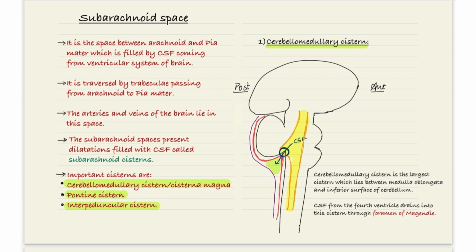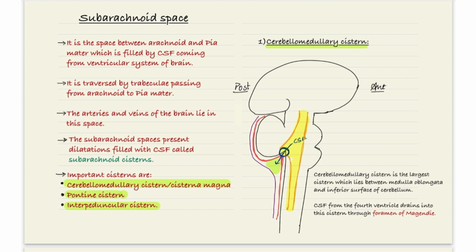In this diagram, this is the anterior view and this is the posterior view. Cerebral hemisphere, midbrain, pons, medulla oblongata, spinal cord, and at the back side is the cerebellum. So, the cerebellomedullary cistern is the largest cistern which lies between the medulla oblongata and the inferior surface of the cerebellum. So, this is the medulla oblongata and this is the inferior surface of the cerebellum. So, this highlighted part is the cerebellomedullary cistern.